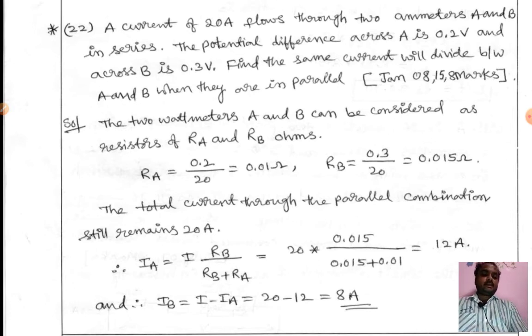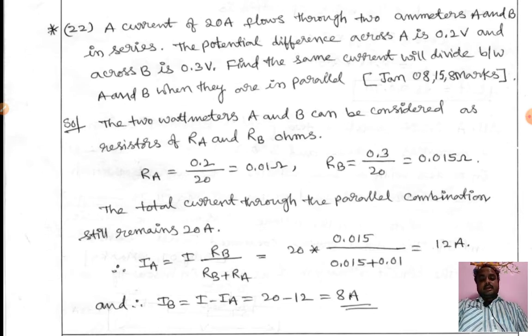So the first case is series and the second case is parallel, right? So first you find the resistance of each ammeter. RA is equal to voltage, 0.2 volt, divided by 20 amperes current, right? Resistance of ammeter A is 0.01 ohm and resistance of ammeter B is 0.015 ohm we will get.